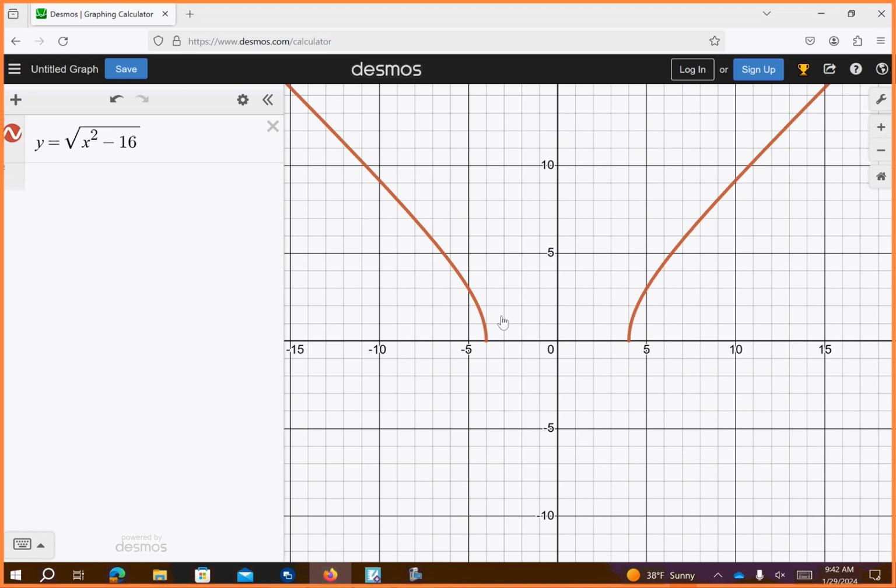Okay, so my domain of this one goes from negative infinity to negative 4, both with soft brackets. Then it starts back up again at 4, soft bracket, and goes to infinity. That's our domain.